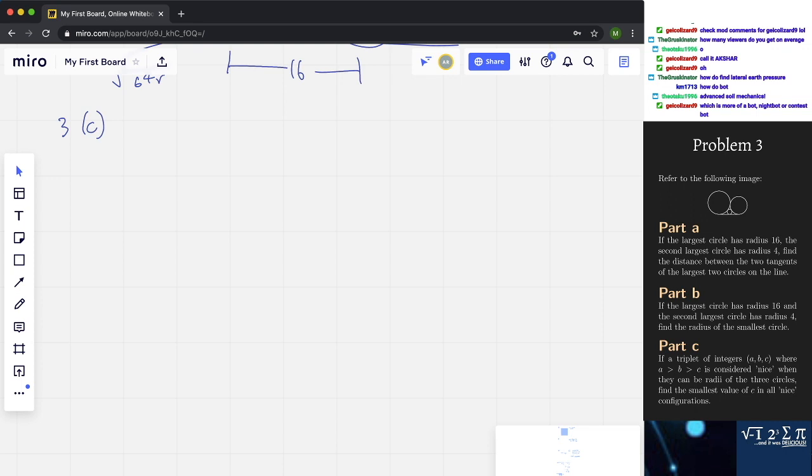Alright, so I'm not going to redraw the diagram, but the idea is the same, right? So we use the Pythag thing, we just abuse it.